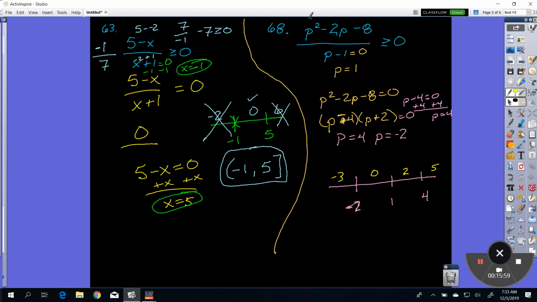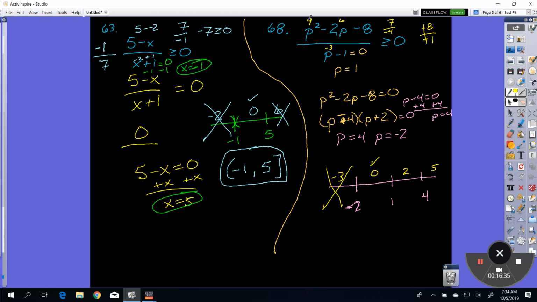So negative 3 squared is 9. Negative 2 times negative 3 is 6. So 9 plus 6 is 15, minus 8 is 7. And then on the bottom we have negative 3 minus 1 is negative 4. So is a negative number greater than 0? So that can't work. I plug 0 in, I get negative 8 over negative 1. A negative divided by a negative is positive, so 8 is greater than 0. So that area worked.